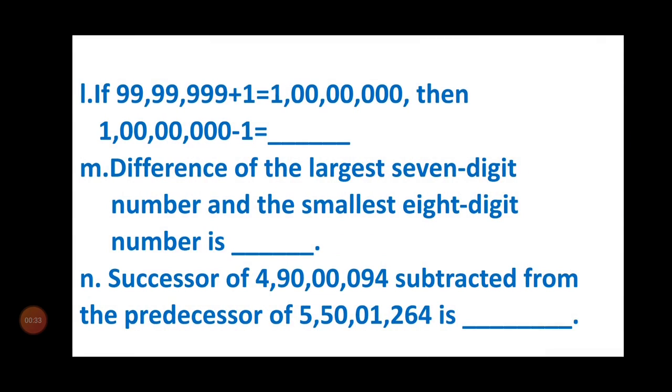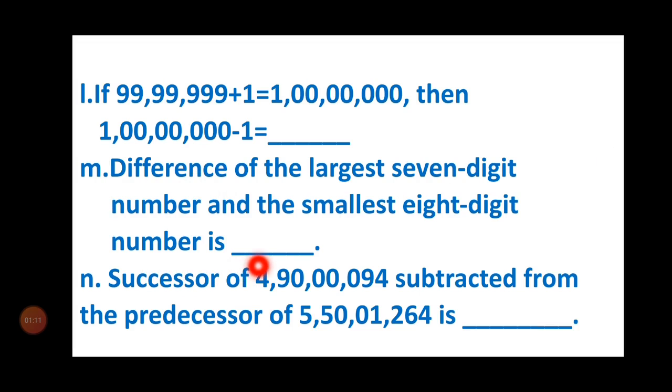Then L, if 99,99,999 plus 1, if we add one, you will get 1 crore. Then 1 crore minus 1 means what will come? The same value will come, 99,99,999. M, difference of the largest 7-digit number and the smallest 8-digit number is dash. So write the largest 7-digit number, then write the smallest 8-digit number, then difference means subtract. So you want to subtract the two values and write.